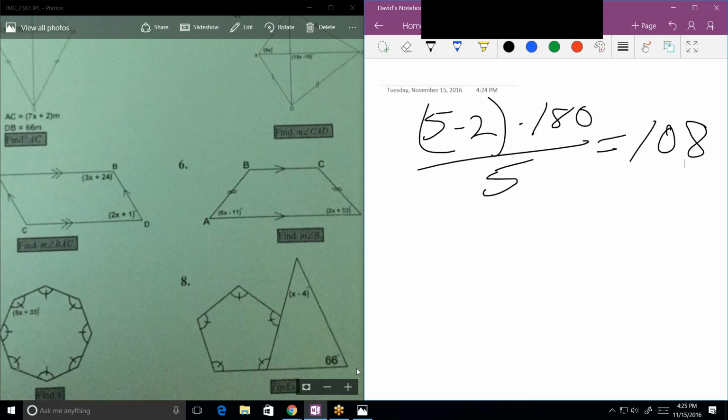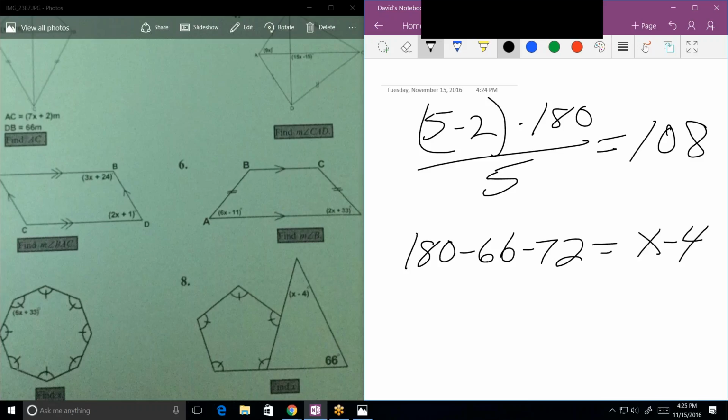Now we can figure out 108 minus 66 minus 72. So 180 minus 72 is 108. X minus 66. What is that? 138, 42 equals X minus 4. X equals 46. Wait, what? Yeah, you're right. No. Wait. Give me a second. All right. I'm really used to this subtracting.